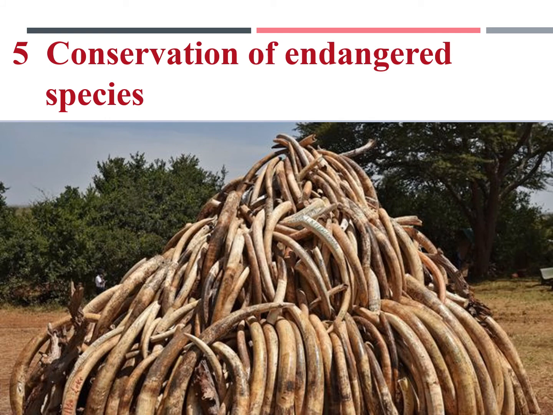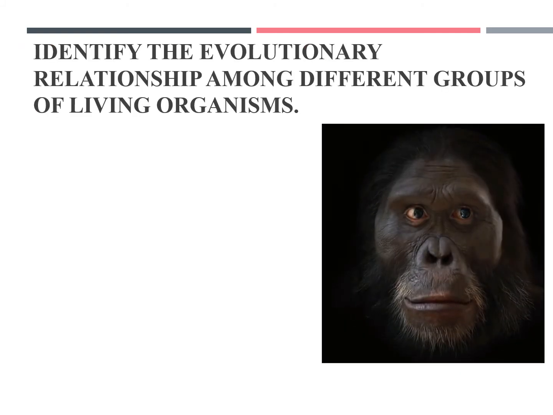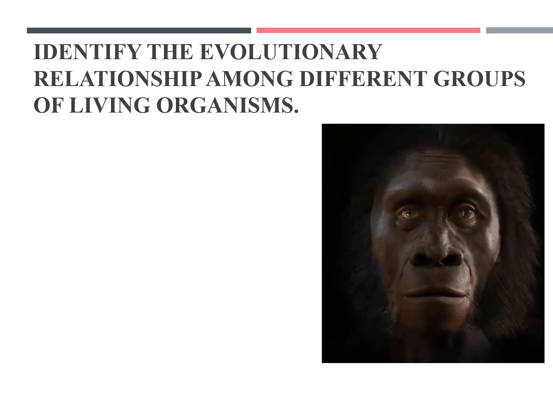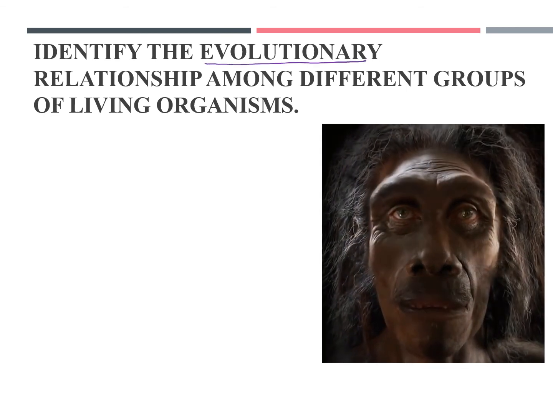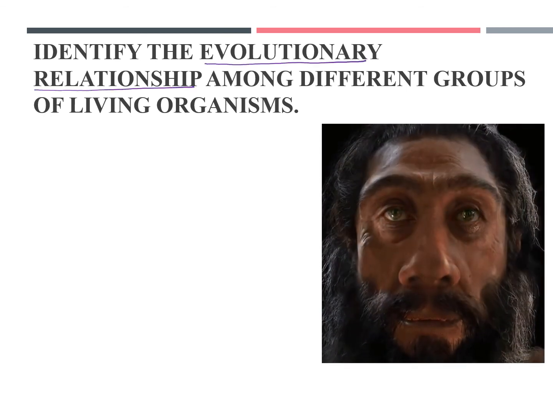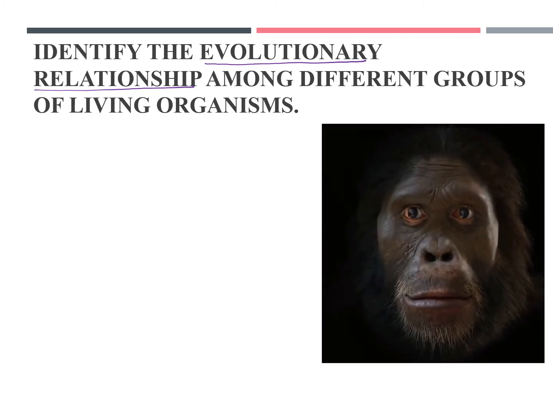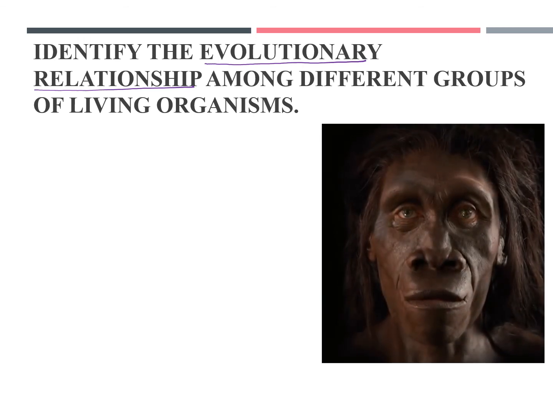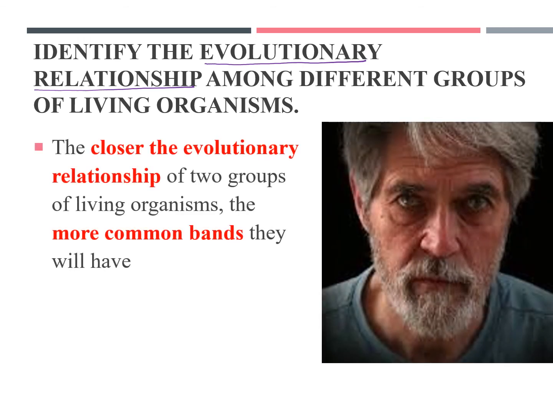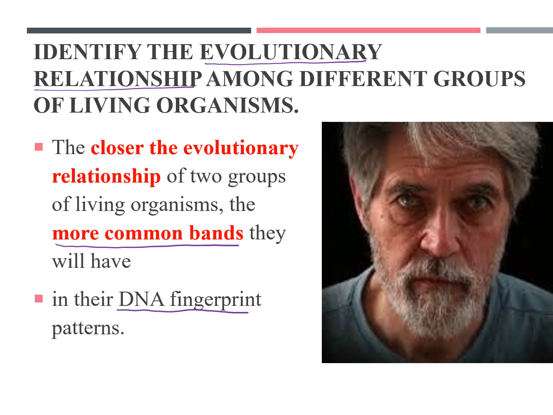The last application of DNA fingerprinting can be the identification of evolutionary relationship among different groups of living organisms, such as the apes and human, 猿同人類嘅進化關係啦. The closer the evolutionary relationship for the two groups of organisms, such as the apes and human, 猿同人類, the more common banding they will have in their DNA fingerprinting patterns.